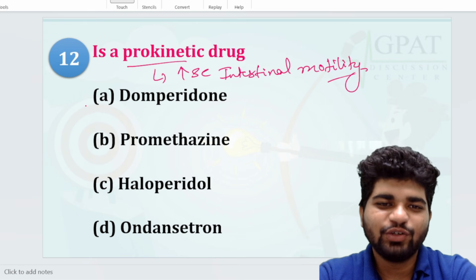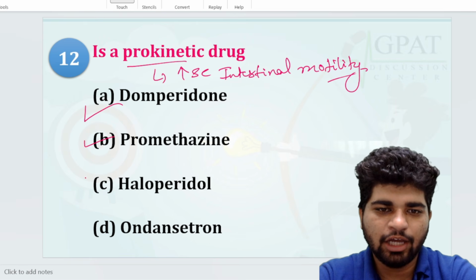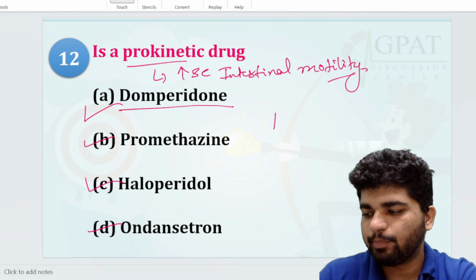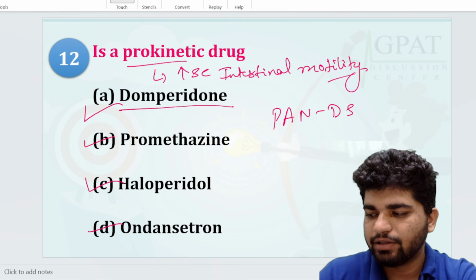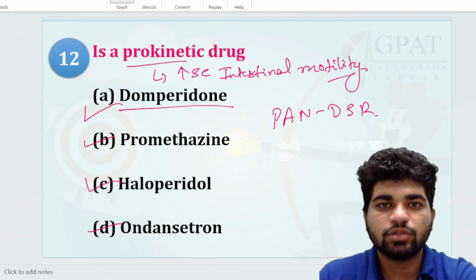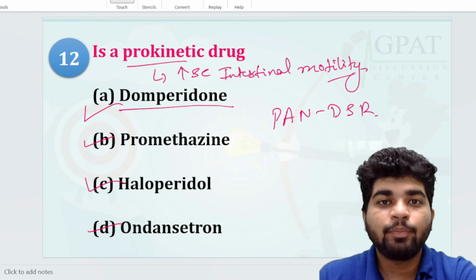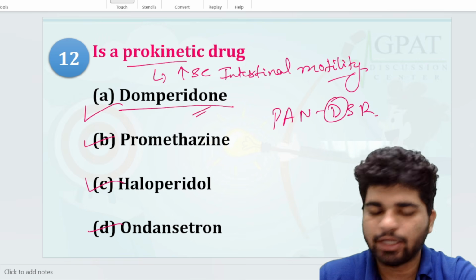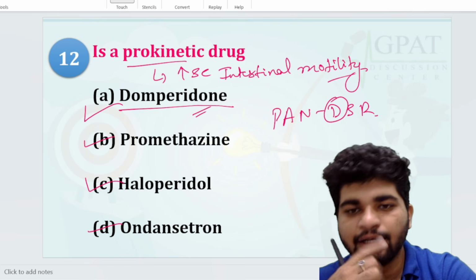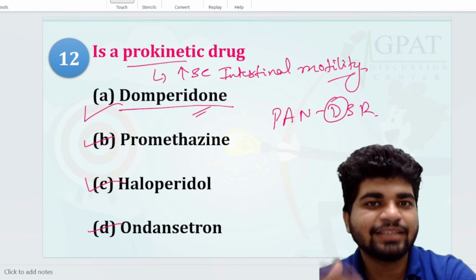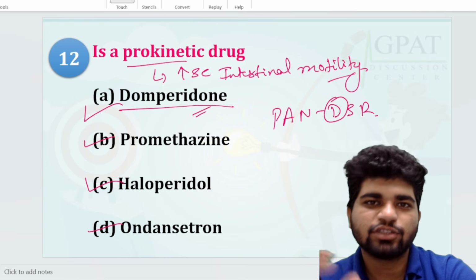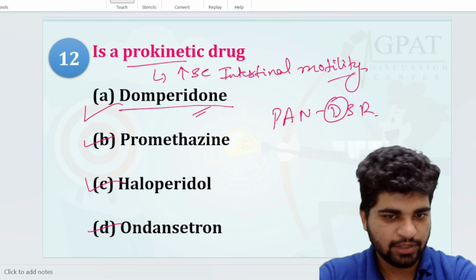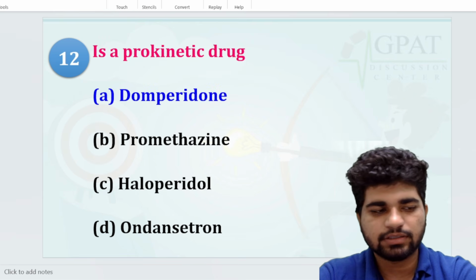So that's why we have domperidone, promethazine, haloperidol, or ondansetron. Obviously, we have domperidone. If you remember this drug, Pantop DSR is very much marketed in the market. Pantop is pantoprazole, D is for domperidone. That is a prokinetic drug, which is useful to increase intestinal motility so that your constipation gets relieved, right? So domperidone is going to be your correct answer.